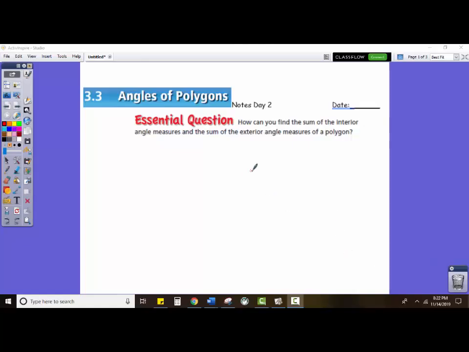Okay, today is the very last lesson of the unit, which means we've learned everything that we need to in Unit 3. And so your Unit 3 test will be coming up in a couple days. For the final lesson though today, we're going to look at how can you find the sum of the exterior angle measures of a polygon. So we've already learned interior angle measures. We're going to finish up with the exterior angle measures.